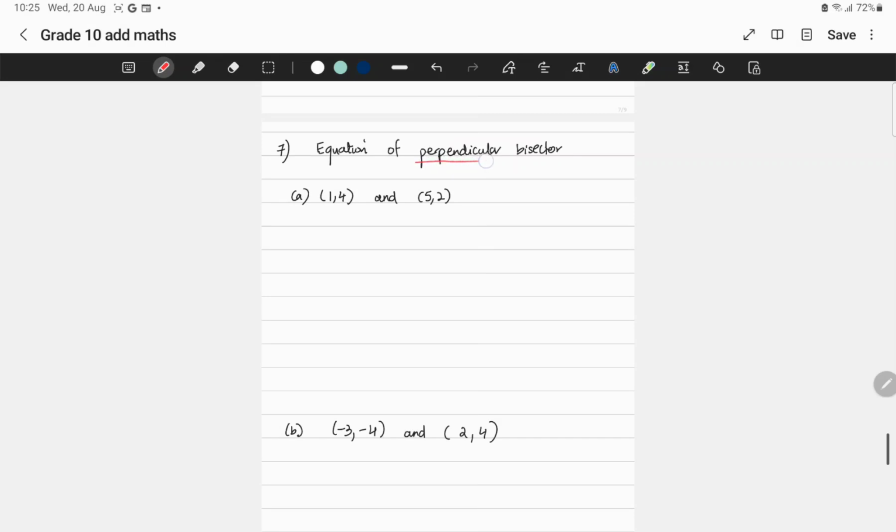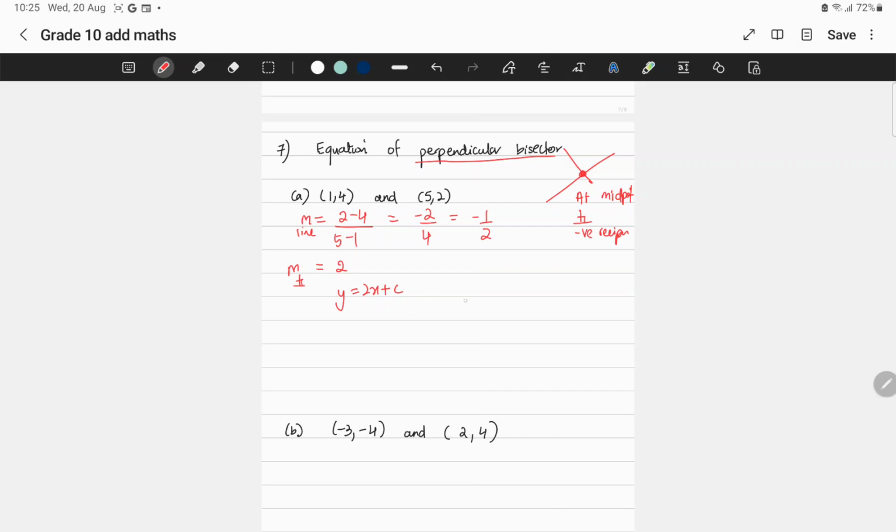Prochaine, equation of perpendicular bisector. A perpendicular bisector is a line that crosses at the midpoint, and it is also perpendicular, which means that the gradient is negative reciprocal. So we are going to start by calculating m, which is y2 minus y1 over x2 minus x1, 2 minus 4, minus 2 over 4, which gives us minus half. That will be the gradient of the line. But gradient of perpendicular would be negative reciprocal, donc ça va être 2.